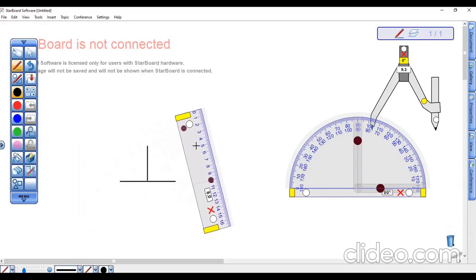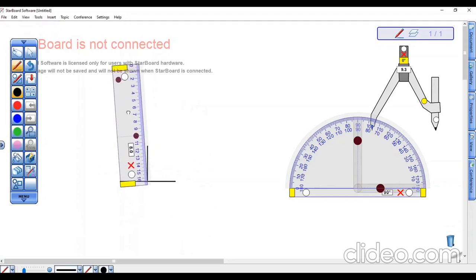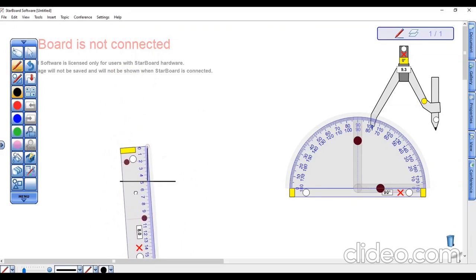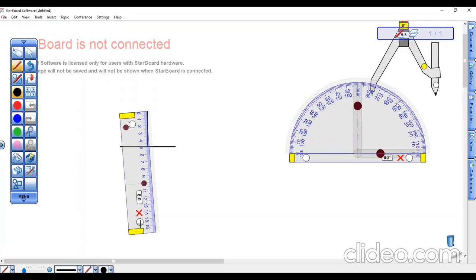Let me get my ruler. Let me place it here. Let me rotate it properly. Okay, so I know that this line here is 5 centimeters long. So I'm going to stretch it 5 centimeters down here.